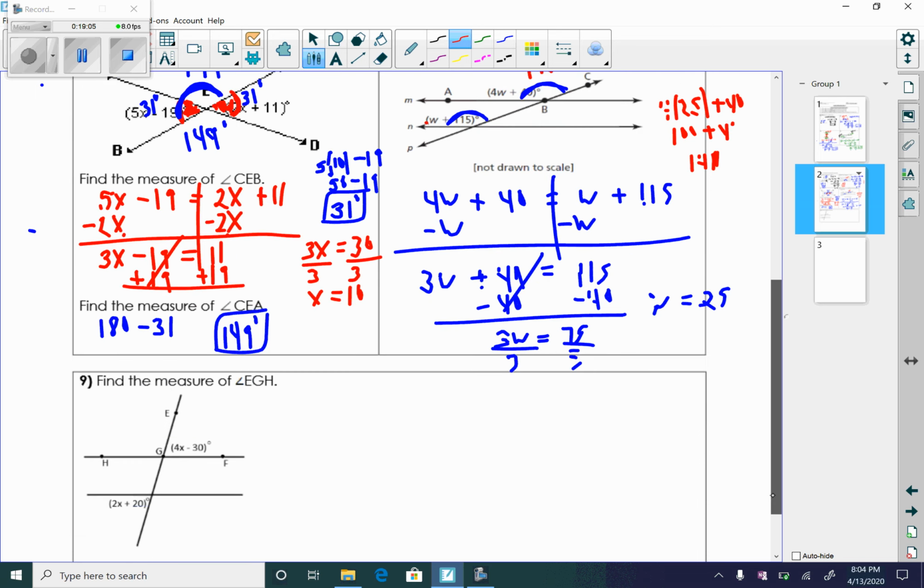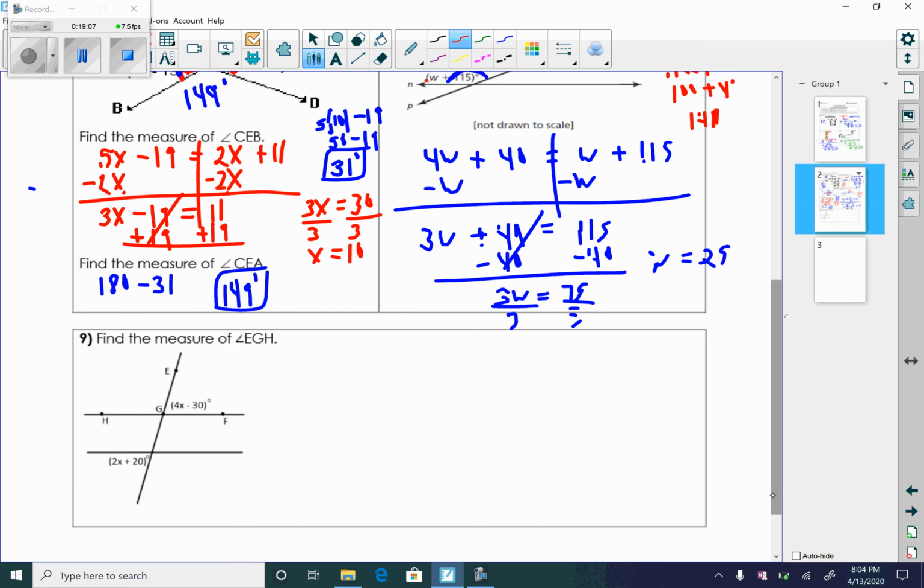Okay, last problem. I'm asked to find the measure of EGH. So EGH is this angle here. I have no information about that angle. So I have to work with the information that I'm given. I have to work with the 4x minus 30 and with the 2x plus 20. I have to work with this angle and this angle. So hopefully, let's look at the relationship between those two angles that have the expressions. Hopefully you can see they're both acute.